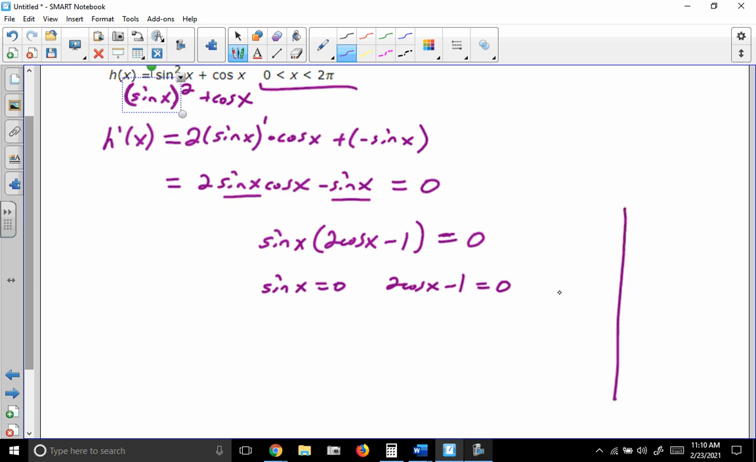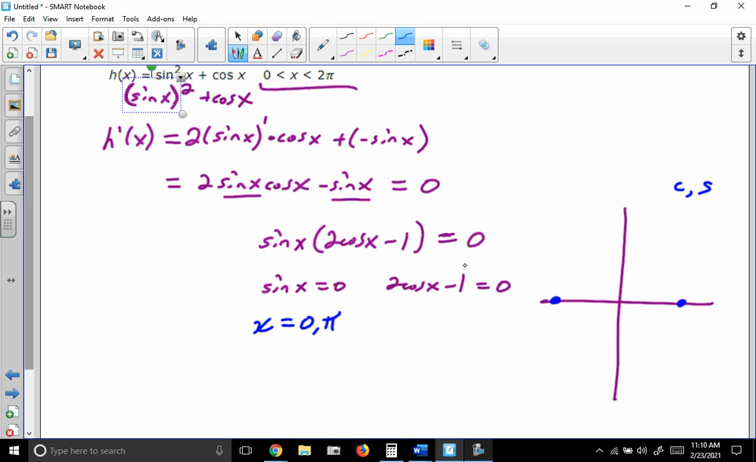And remember, we're only looking for values between 0 and 2 pi. That means in the first rotation. So in the first rotation, when is sine 0? Remember, on the unit circle, sine is the y-coordinate. So the y-coordinate is 0 here and here. So sine is 0 at 0 radians and at pi radians, 0 and pi.